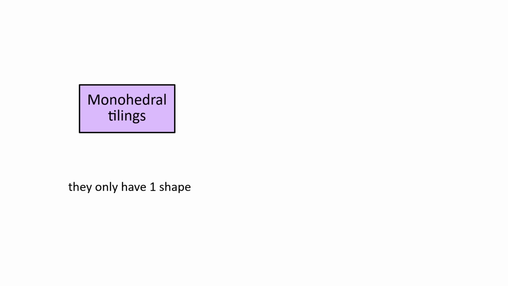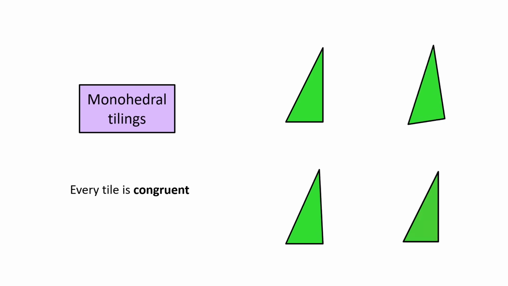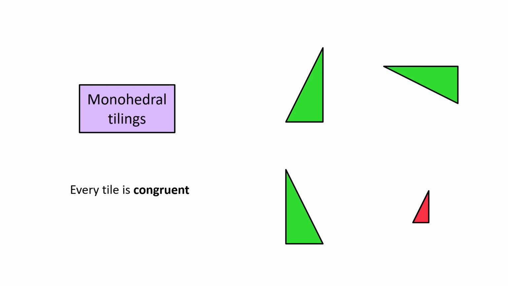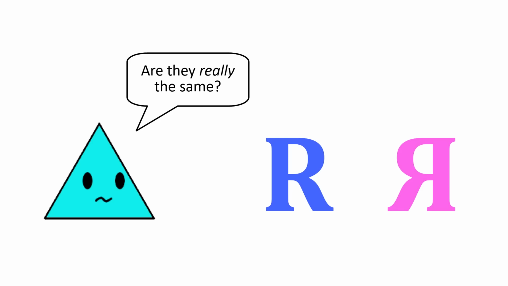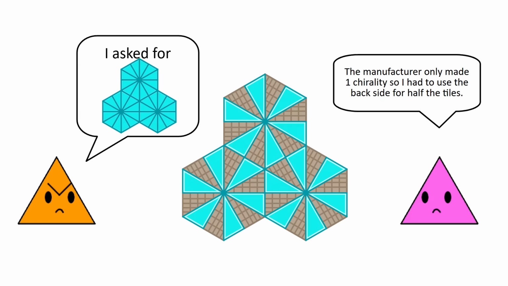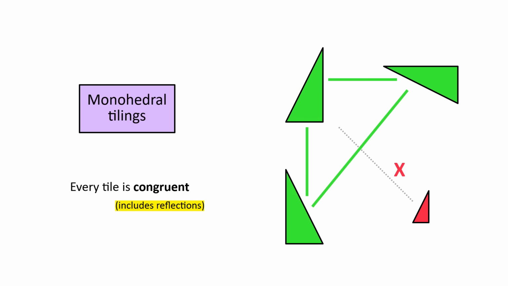Monohedral tilings are defined by only having one shape. More specifically, every tile is congruent. That means you can rotate and flip that shape, but you can't scale it up or down. Now, do reflections really count as the same shape? I have mixed feelings on it, and there are certainly contexts in which distinguishing chiralities is important, but the standard definition of monohedrality allows reflections, so that's what we'll stick with.